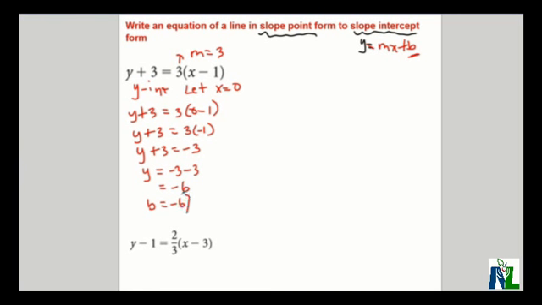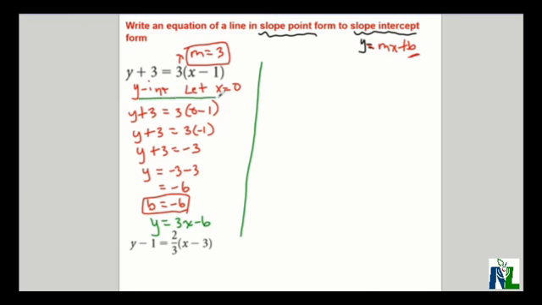So with b, along with the slope m, we can write the equation in slope-intercept form: y equals 3x subtract 6. There is another way to do this.